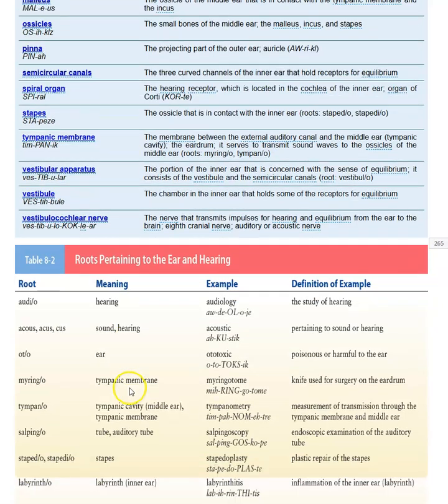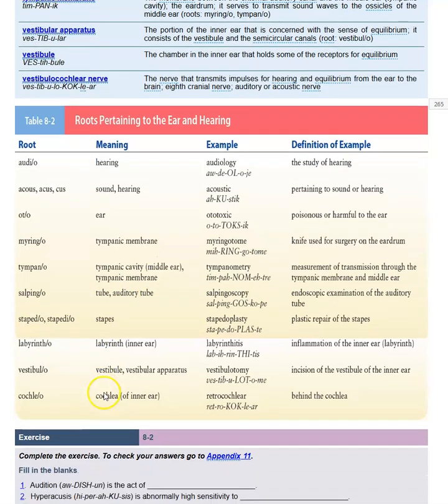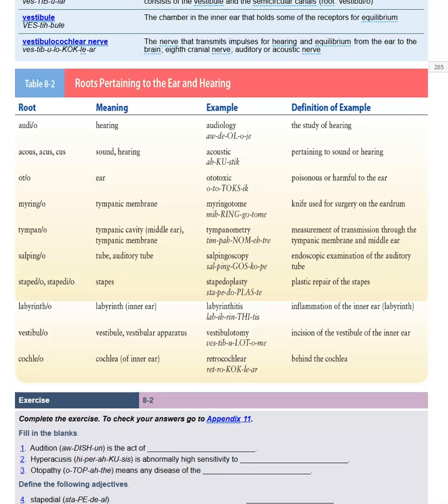More root words. Oto is ear, like otoscope. Audio, even audiovisual, like AV equipment. Audio is for hearing. Myringo is the tympanic membrane. So a myringotome is a knife used for surgery on the eardrum, where they put in ear tubes from time to time. Tympano, salpingo. This is auditory. Okay, labyrinth. I'm just reading these out loud. You guys can do that.